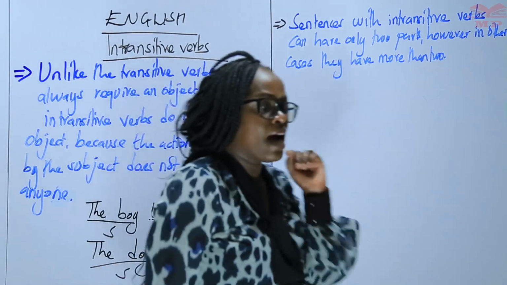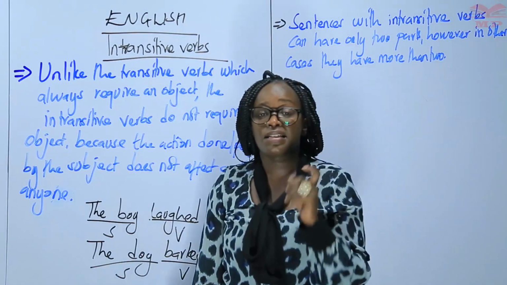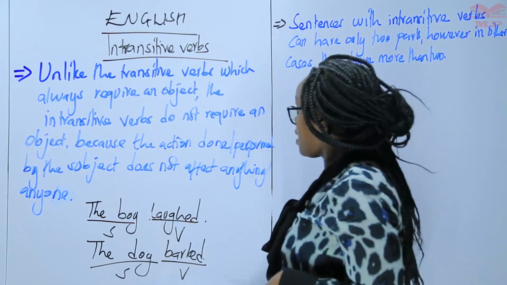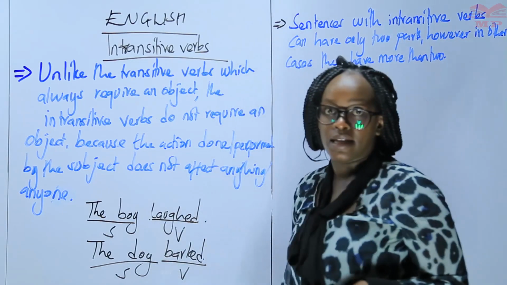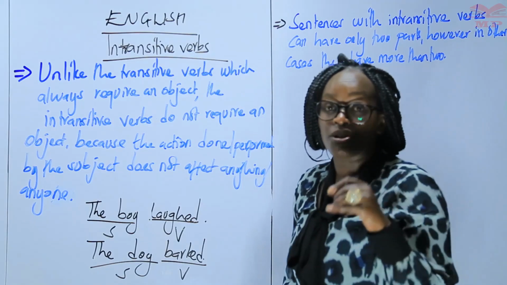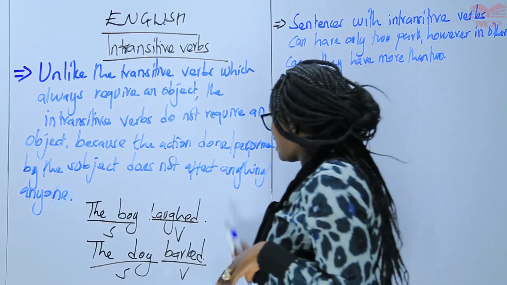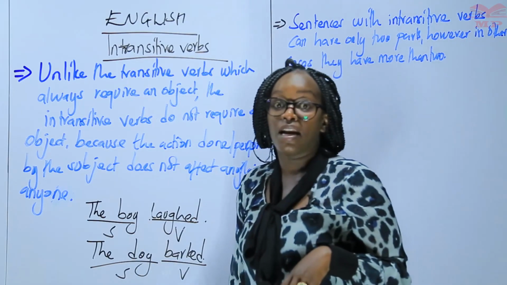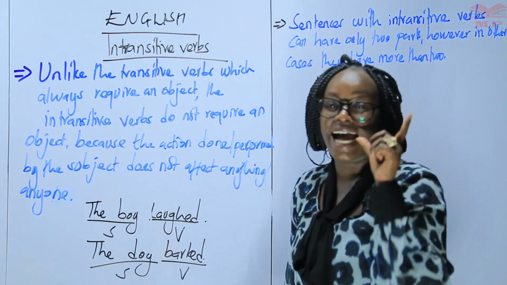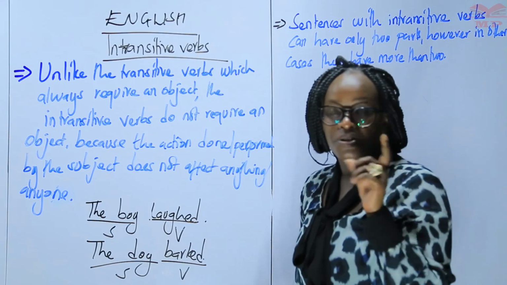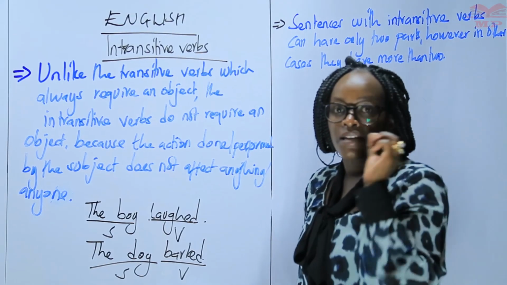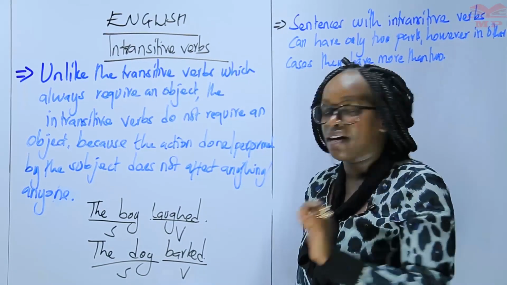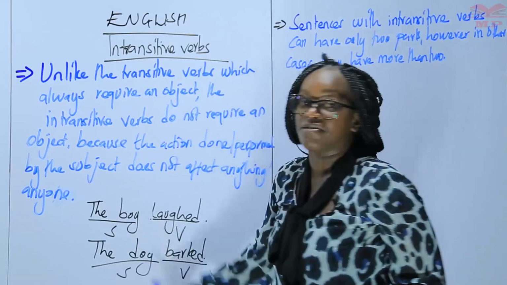I've also mentioned that, however, in some other cases, the sentence can have more than two parts. So we can actually say the boy laughed loudly. Loudly is still not an object, but instead loudly answers the question, how did the boy laugh? He laughed loudly. Therefore, loudly becomes an adverb. So what I'm trying to drive at is the fact that sentences that have intransitive verbs can have more than just two parts, like we have seen here.